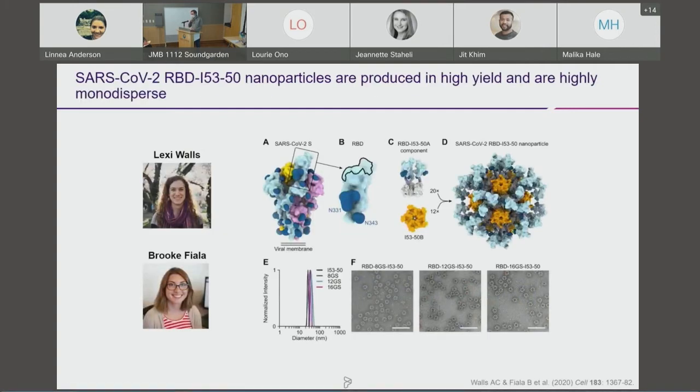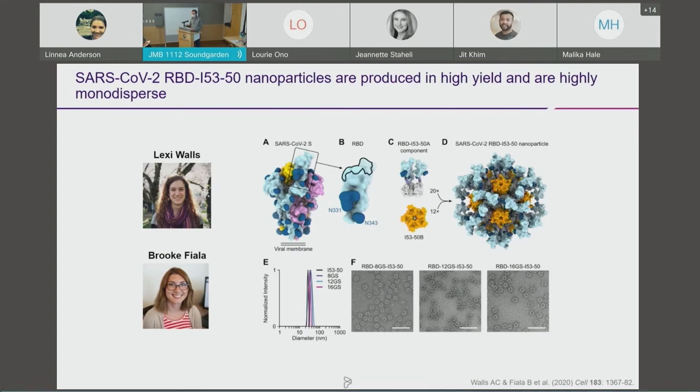So the second story is on SARS-CoV-2 and coronaviruses more broadly. And this, of course, was in response to the pandemic, starting about 2 years ago. And Lexi Walls, absolute powerhouse research scientist in the Wiesler lab, and Brooke Fiala, a powerhouse at the Institute for Protein Design, took this on and led the team that rose to the challenge here. And initially, we displayed both the pre-fusion stabilized spike trimer on our nanoparticles, as well as just the receptor binding domain.